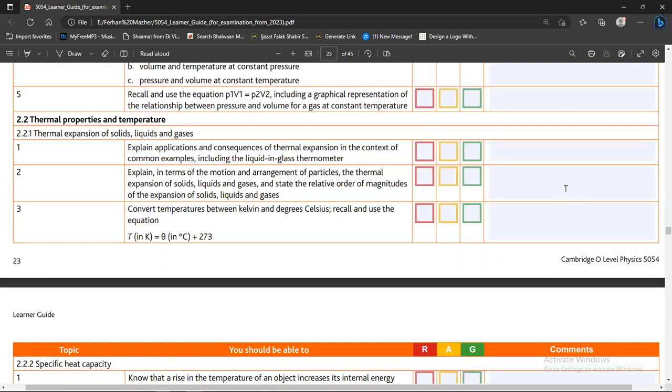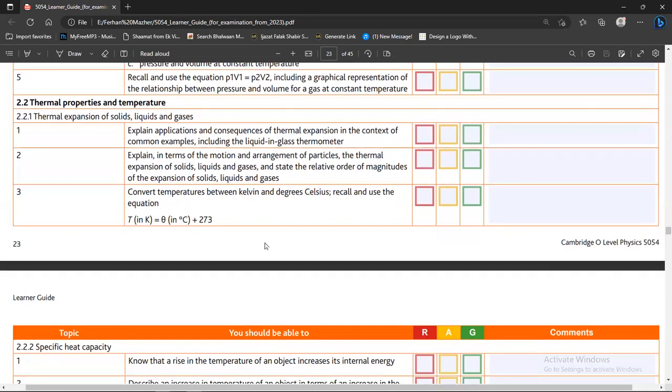Convert temperatures between Kelvin and degrees Celsius. Recall and use the equation: the Kelvin temperature equals C plus 273. So remember this equation. This will be used in numericals.